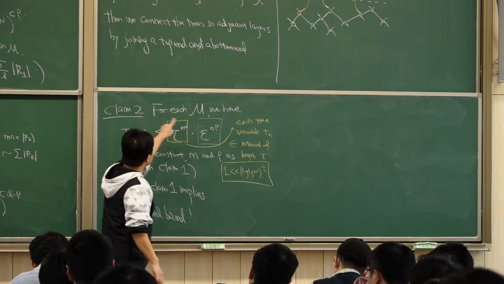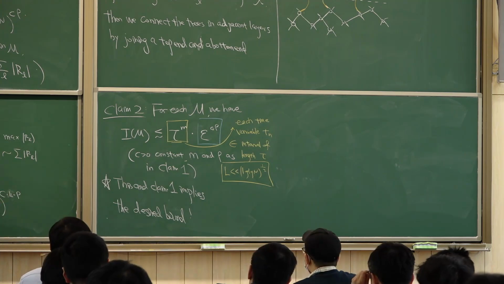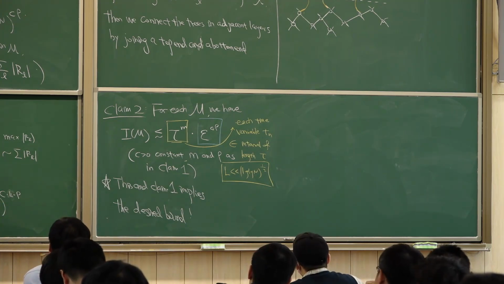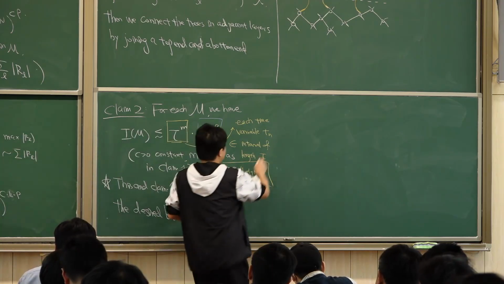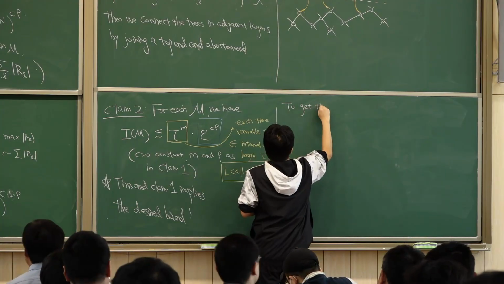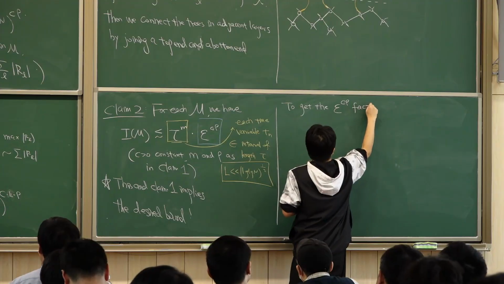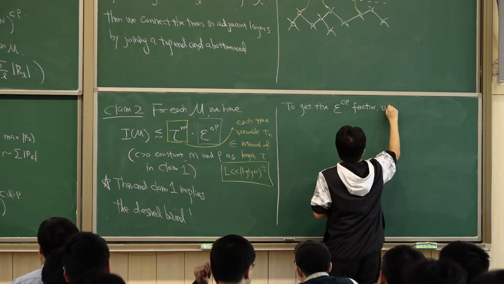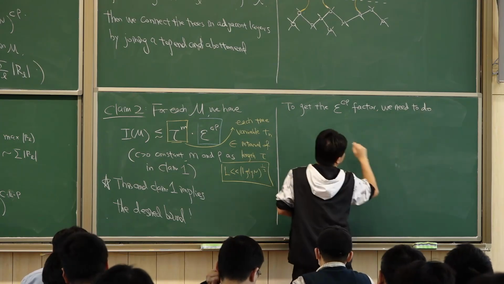Okay, so now the question is how do we get this? This is where we need a cutting algorithm. Before we introduce the cutting algorithm, let's first recall the notion of cutting. To get the crucial epsilon to the c rho factor, we need to do cutting.